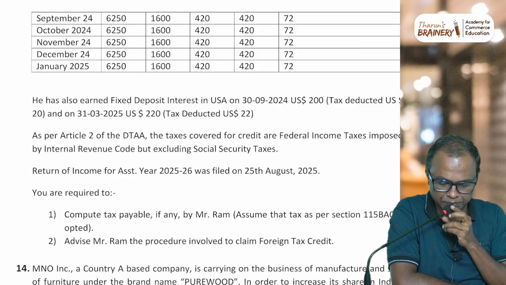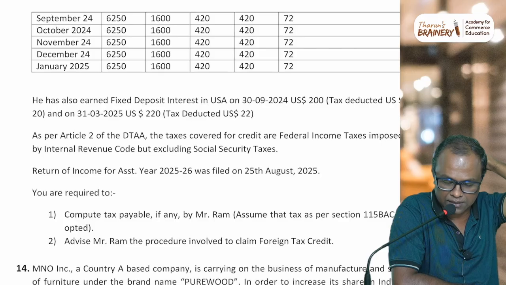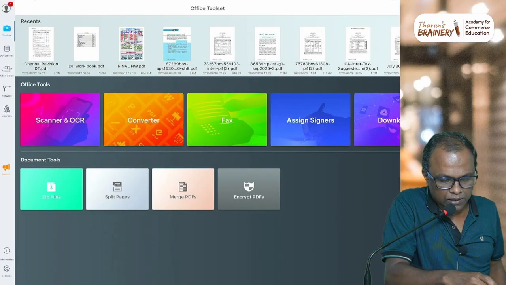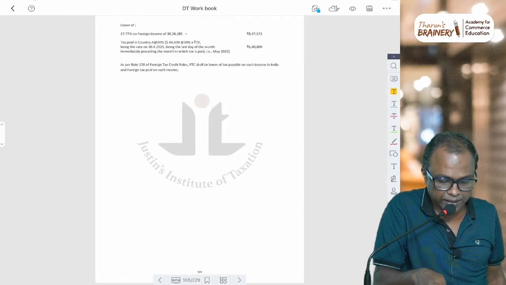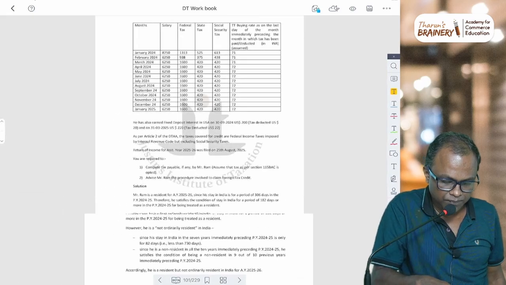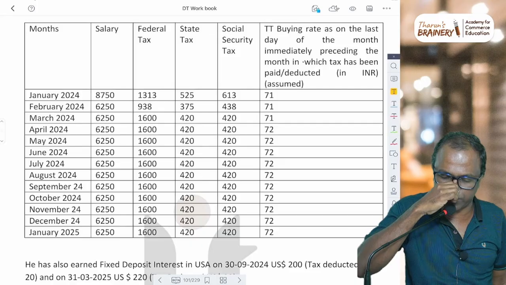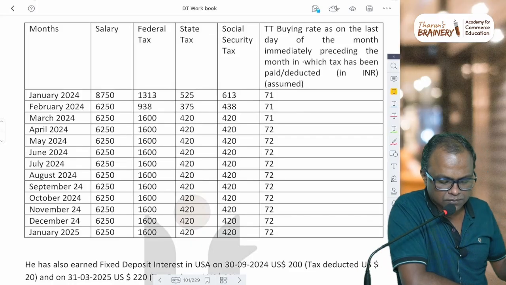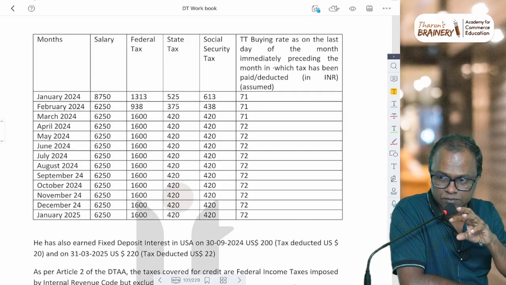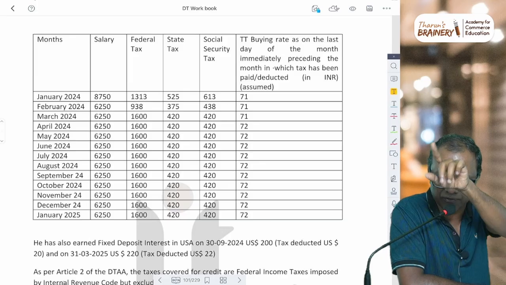Standard deduction. It's 115BAC, right? 75,000 standard deduction. Balance is taxable salary. On that, apply the tax as per 115BAC slab rate. So up to 15 lakhs, you can take 1 lakh 40, and for the balance 30%. You are calculating relief. For calculating relief, you have to take the total federal taxes paid.